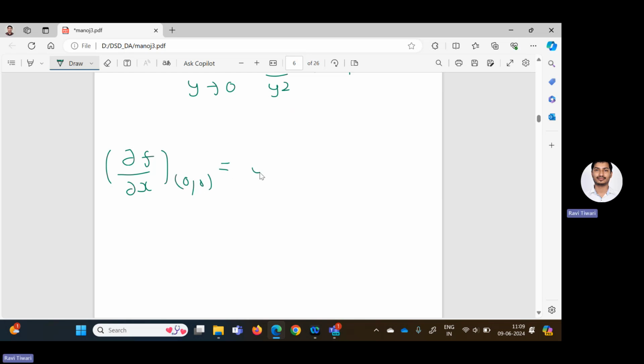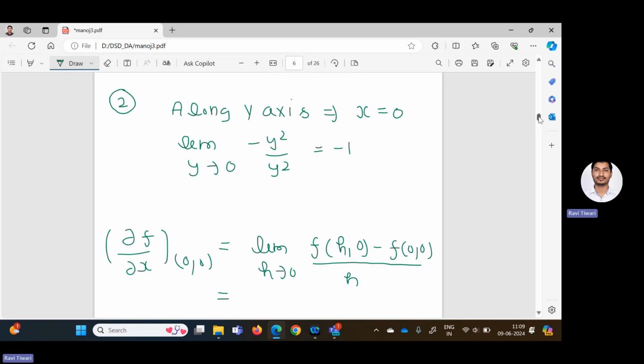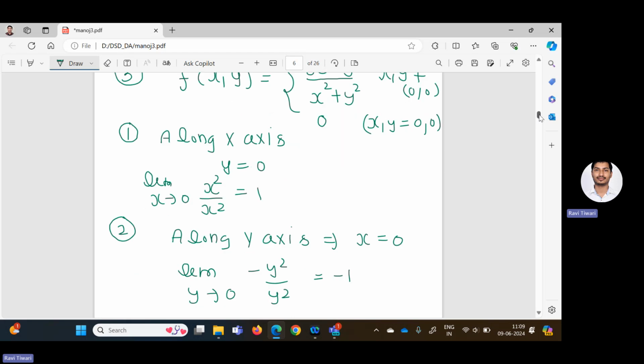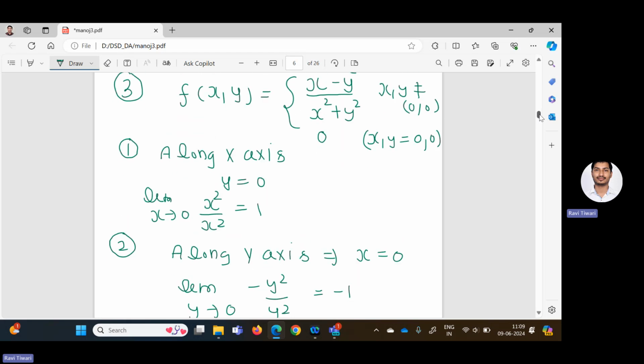This will be what? Limit h tends to 0, f of h, comma 0 minus f of 0, 0, and whole divided by h. So f of h, comma 0 will be what? This you can calculate from the given function. The function is given as x square minus y square. If y is 0, then you will get h square by h square.